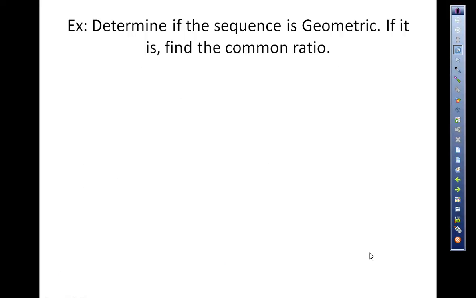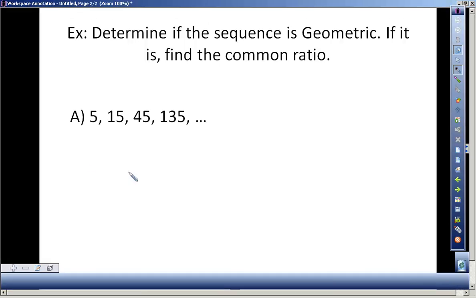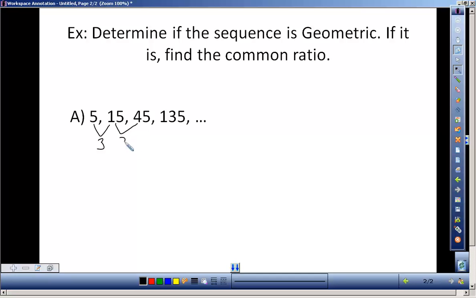All right, so determine if this sequence is geometric. If it is, find the common ratio. So the first one, let's take a look. We've got 5 to 15. What would we multiply by there? 3. So to get from 15 to 45, well, 15 times 3 is 45. What is 45 times 3? Oh, that is 135.